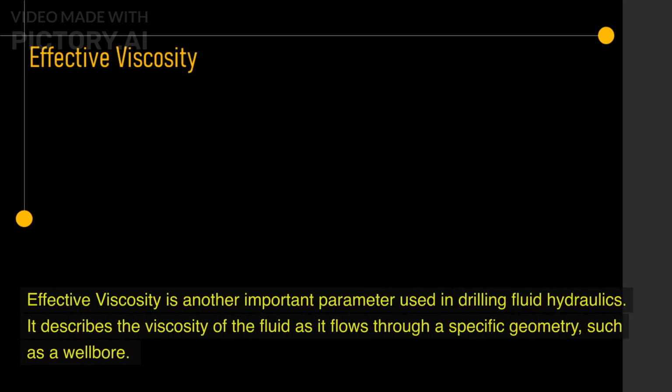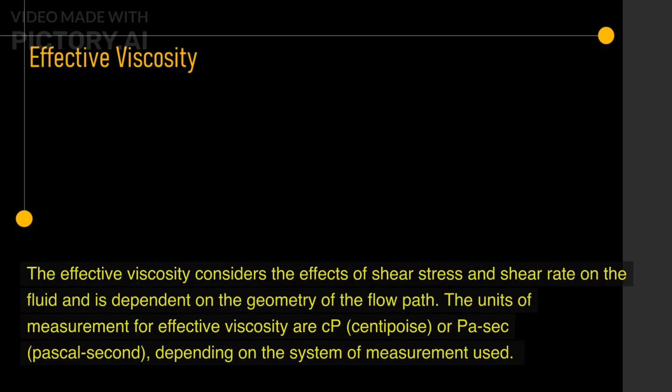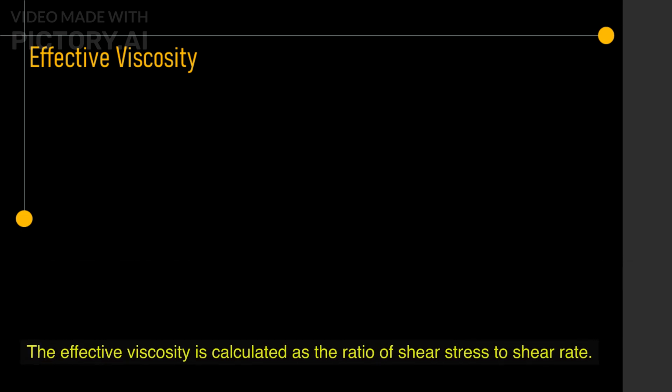Effective viscosity is another important parameter used in drilling fluid hydraulics. It describes the viscosity of the fluid as it flows through a specific geometry, such as a wellbore. The effective viscosity considers the effects of shear stress and shear rate on the fluid and is dependent on the geometry of the flow path. The units of measurement for effective viscosity are cP, centipoise, or Pa·s, Pascal second, depending on the system of measurement used. The effective viscosity is calculated as the ratio of shear stress to shear rate.